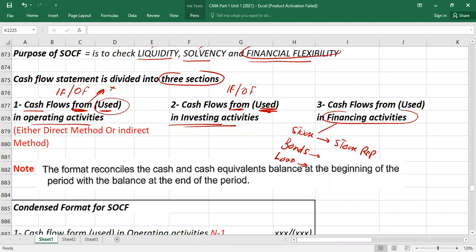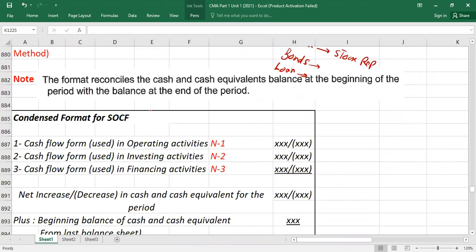Now, in detail, as I discuss operating activities, we will discuss exactly what will fall under operating activities. Right? So I just gave you examples. Now, guys, here, this is the condensed format for the statement of cash flows. The detail we will discuss later. This is the shortcut format.